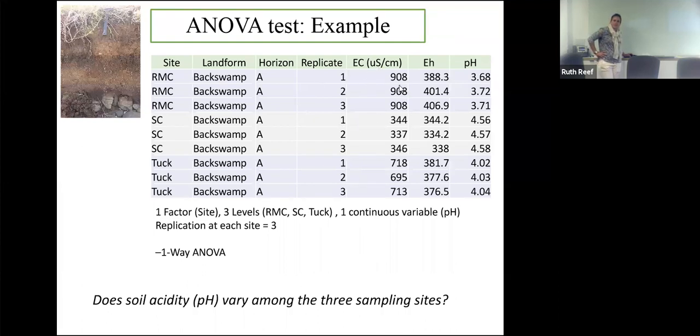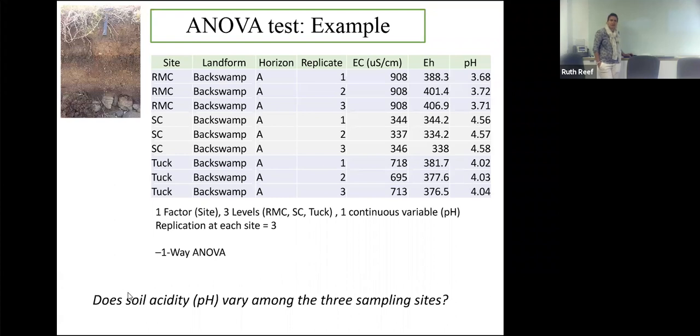EC is the salinity, so we have a continuous variable here, and it was very uniform in this swamp, much less in this swamp and much less in this swamp. It has EH, which is the redox potential, which suggests well-aerated soils over here. These are redox potentials that suggest a lot of oxygen in the soil. And this is the pH of the soil, which is actually quite acidic.